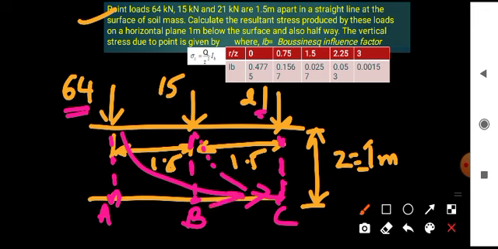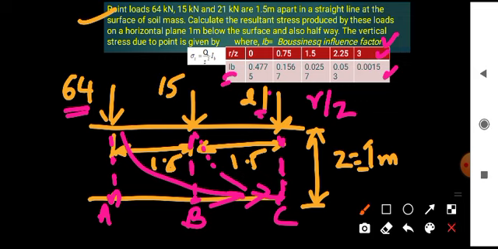So what we are going to take is the influences. The value of r by z we have to evaluate first. Although z remains the same, the radial distance will alter, so we have to refer to the table for the corresponding value of IB. IB is nothing but the Boussinesq influence factor.